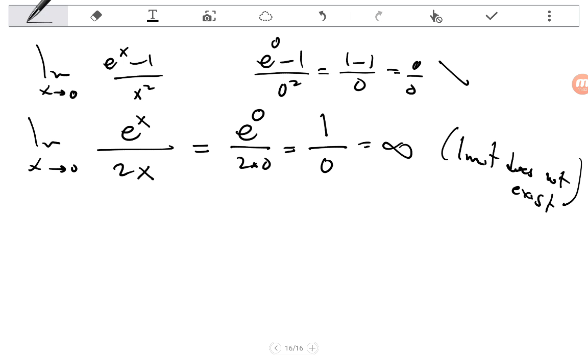Okay, let's check another example. If I have limit e power x over x squared, x approaching infinity. In this case, x is approaching infinity. Let's check this problem first.